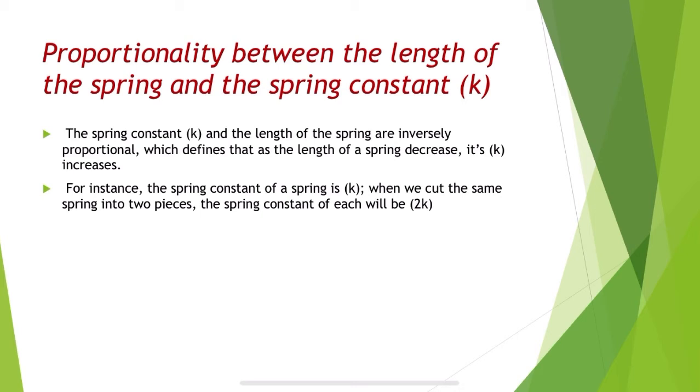So as the length of the spring decreases, the spring constant increases. That means when the length of the spring is cut in half, into two equal pieces, it is halved, and the spring constant will be doubled.